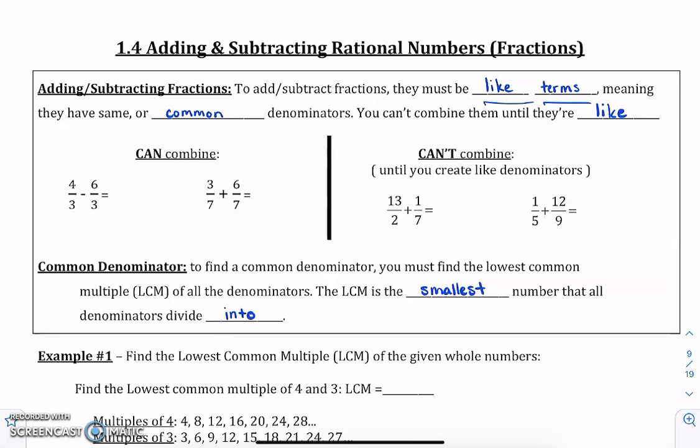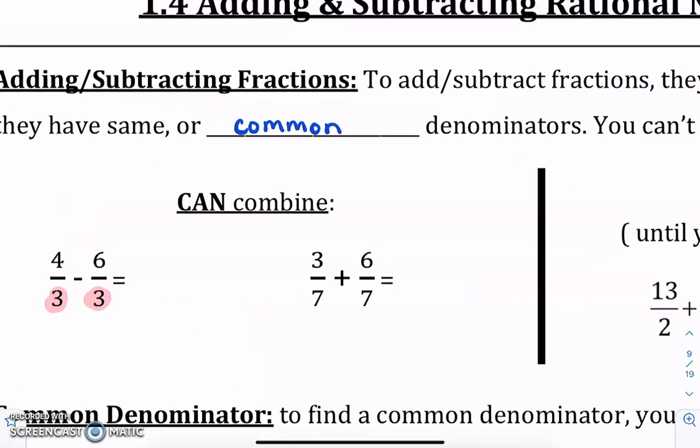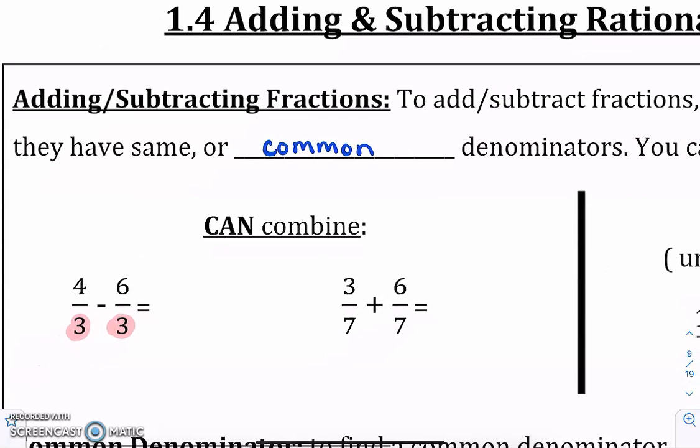An example of one that you could add or subtract together is over here on the left. So 4/3 minus 6/3. They both have that common denominator. Both of them have a 3. They're both thirds. So with 4/3 minus 6/3, we're just saying basically how many we have. So 4 minus 6 gives you -2, and you keep whatever that denominator is. So -2/3.